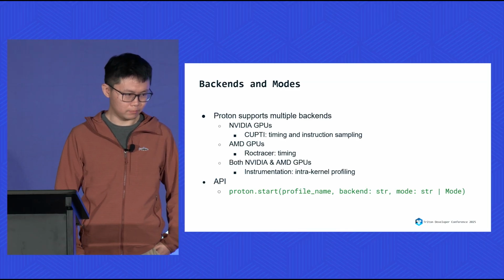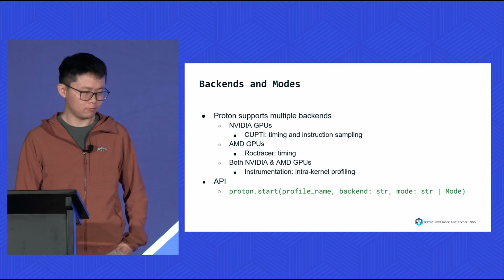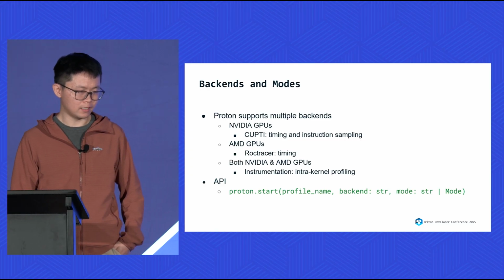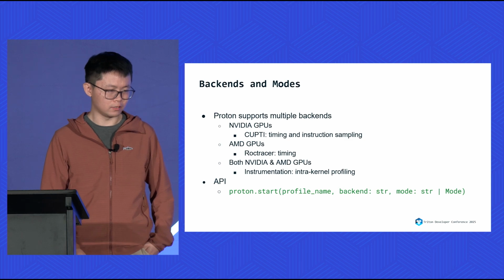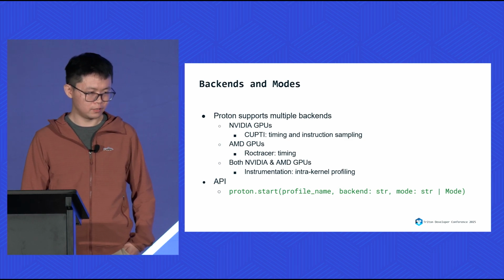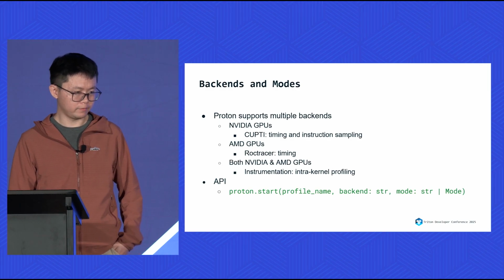Proton supports, as I mentioned, 3 backends to date. The major API we're going to use to start profiling is called proton.start. That consists of 3 arguments, including the profile name, which you can use to find a profile on the disk, the backend, and the mode, tied to the specific backend.